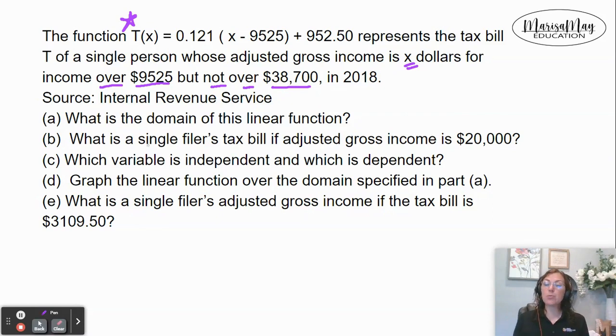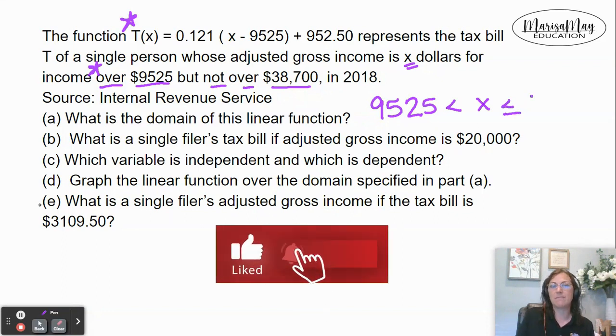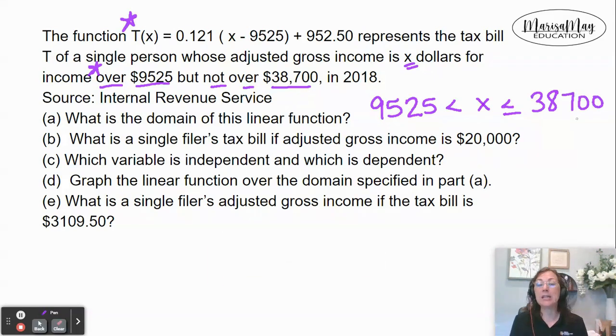And for this situation, we don't want to look at the equation. We instead want to look at the wording that they gave us. Remember, it said that the income had to be over 9,525, but not over 38,700. So that is my income. So the income has to be more than 9,525, but not more than 38,700.